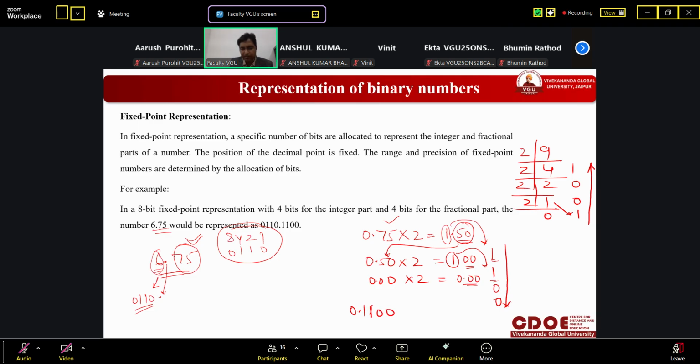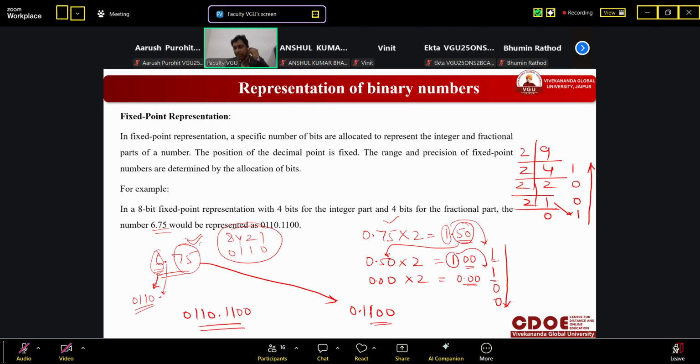So the answer for 0.75 is this. The 6 is already written like this, so that is 0 1 1 0 dot, and this value will be written as it is, 1 1 0 0. Got it?